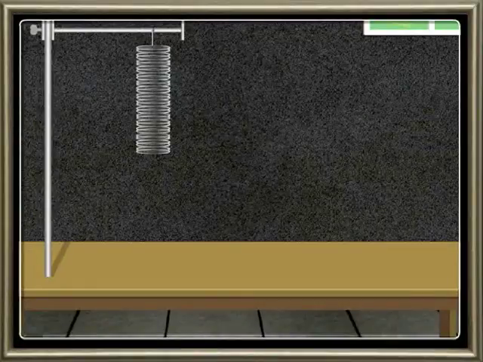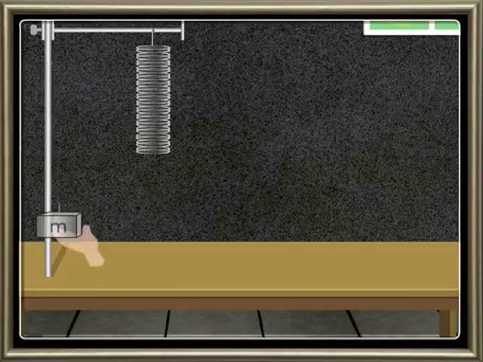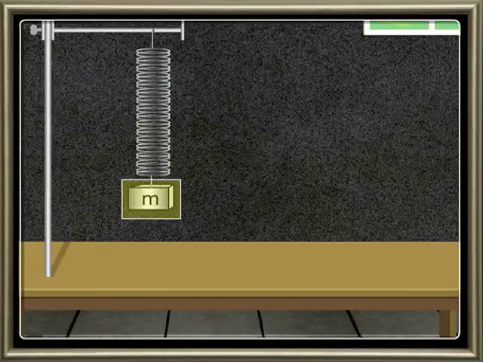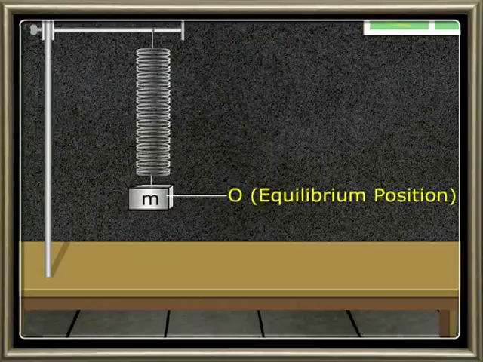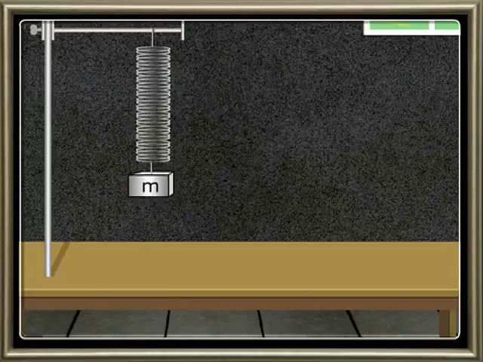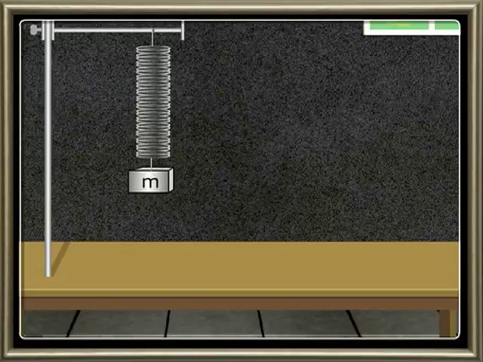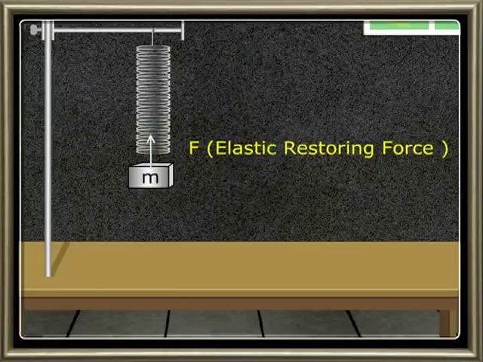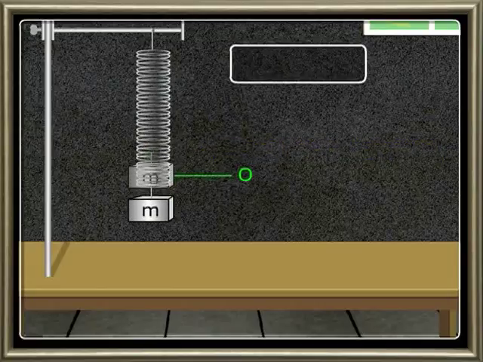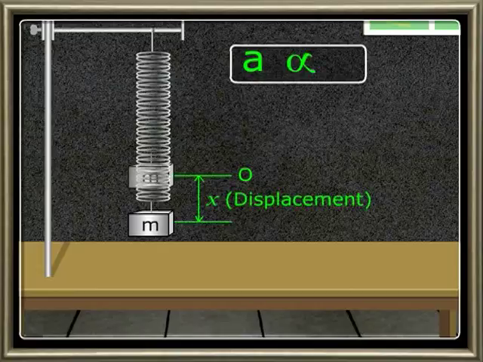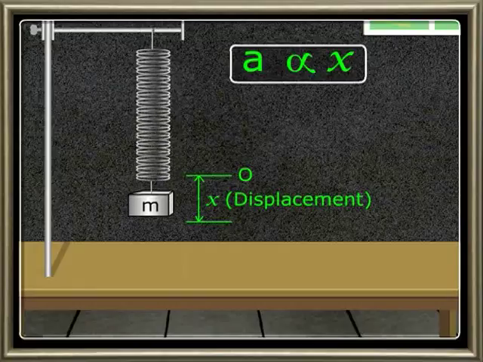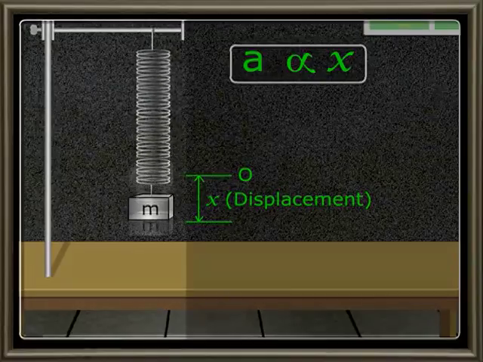Let me demonstrate to you simple harmonic motion of a mass attached to a spring. Take a mass m and suspend it by the spring and note the equilibrium position to be O. Now pull the mass m below and leave it. This motion of m is a simple harmonic motion because the force acting on m is the elastic restoring force F of the spring. Then the acceleration of m is directly proportional to its displacement x from O. This acceleration is always towards O during the oscillation.